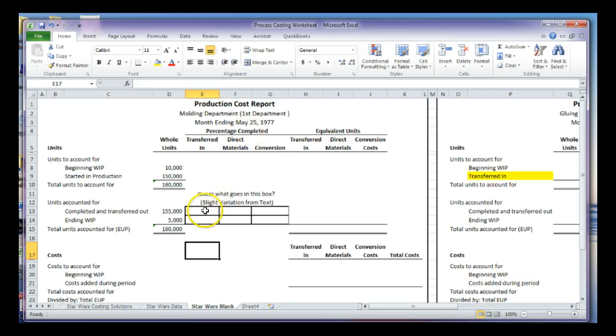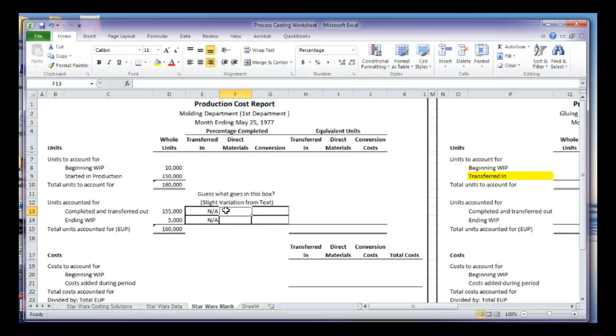All right, so here's the percentage completed. All this is asking is what percentage are these units completed? Well, we know transferred in, it's the first process. Well, this should be NA, not NZ. So you don't have transferred in costs ever in the first process. The second process you will, but not in the first.